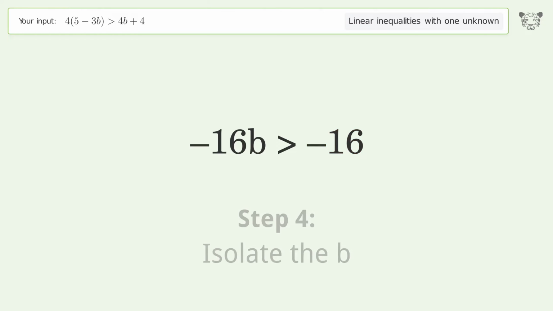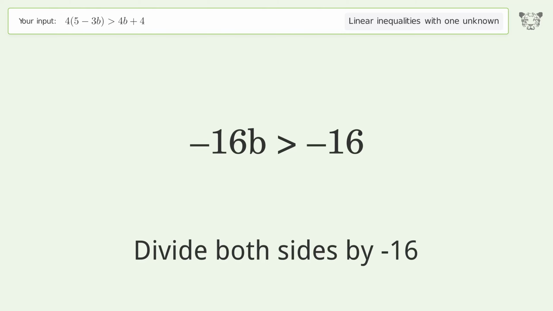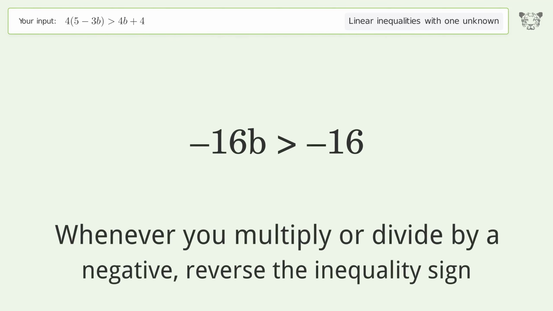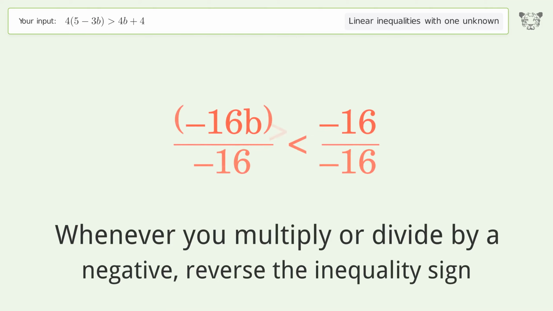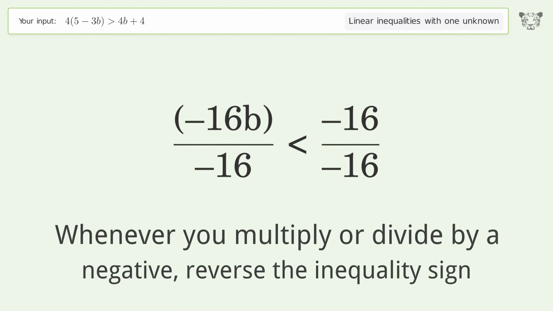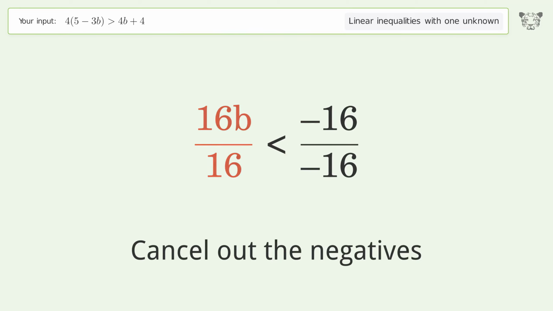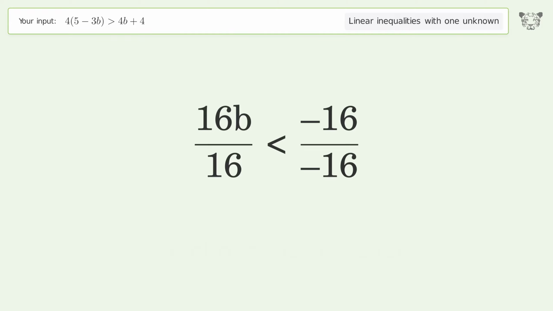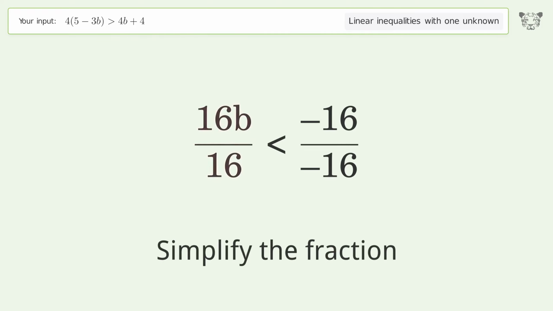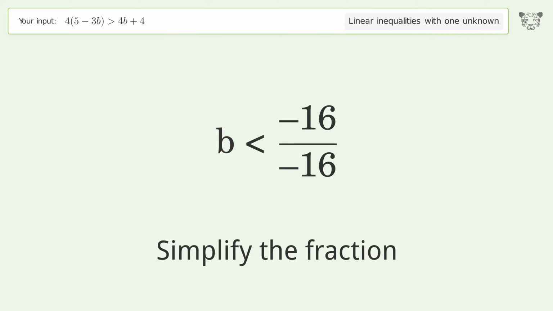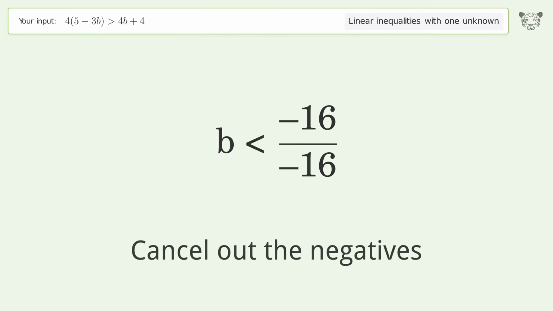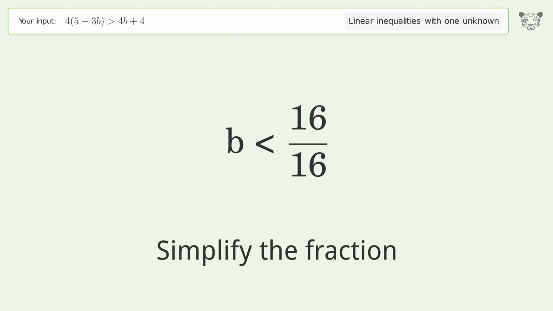Isolate the b. Divide both sides by -16. Whenever you multiply or divide by a negative, reverse the inequality sign. Cancel out the negatives. Simplify the fraction. Cancel out the negatives. Simplify the fraction.